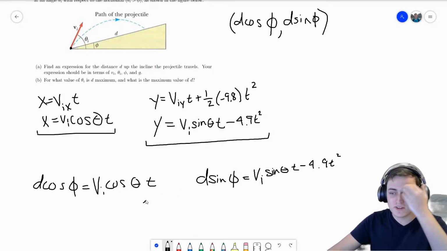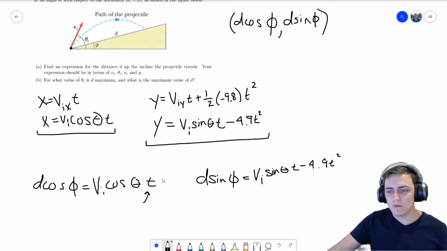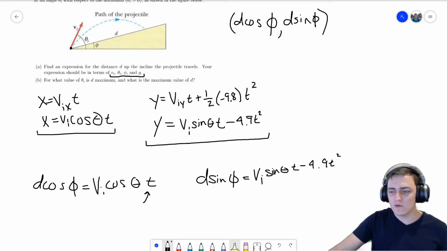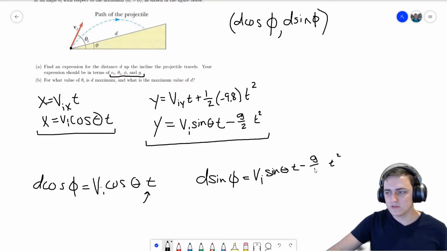Now, what we're going to want to do is solve for t, right? We have all these unknown variables, and when you look back, it says your expression should be in terms of only these four variables. And we notice that it wants g as one of them. So we kind of know we made a mistake there by changing that to negative 4.9, because maybe you have a different force of gravity, maybe you're on the moon or something like that. So you have minus g over 2. We're just going to leave it as g instead of 9.8.